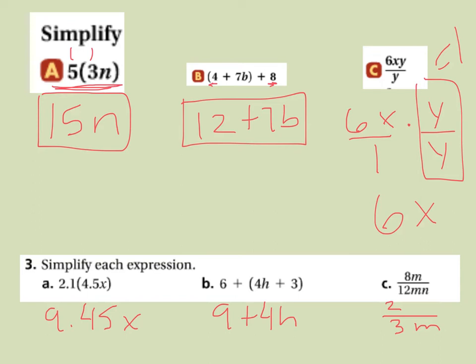First, I multiplied 2.1 times 4.5 and got 9.45. For the second problem, I combined 6 and 3 to get 9. And for the last problem, I did 2 steps. These m's cancel each other out because that's like having 1. And I also simplified 8 over 12 to get 2 divided by 3m.